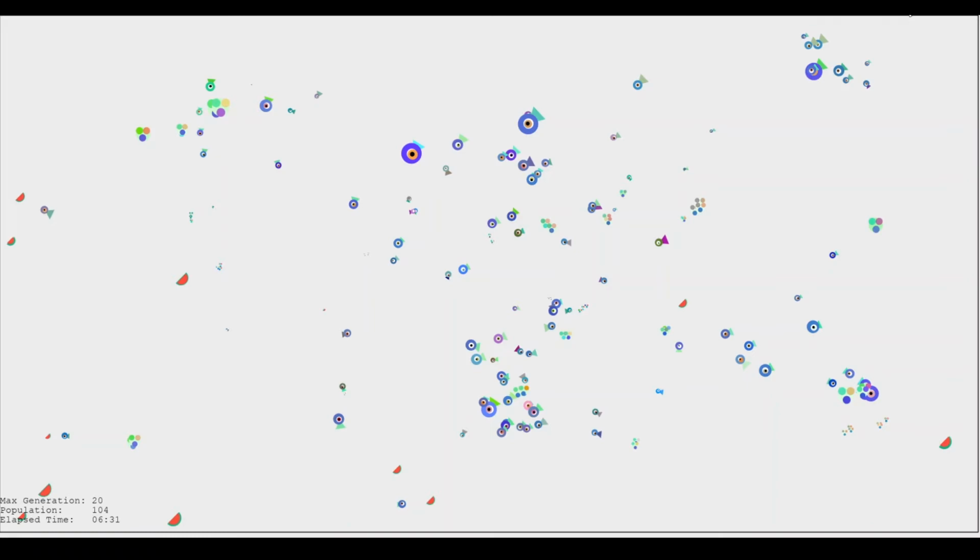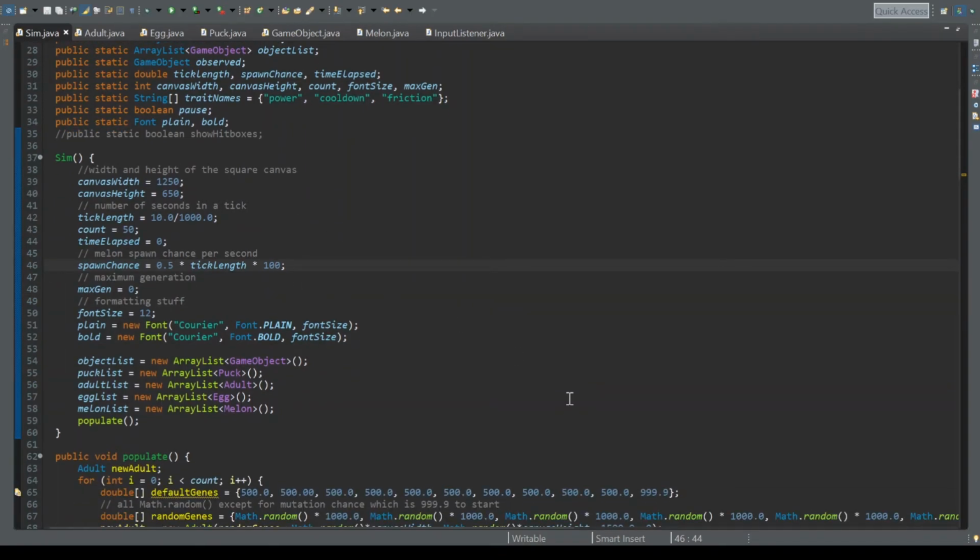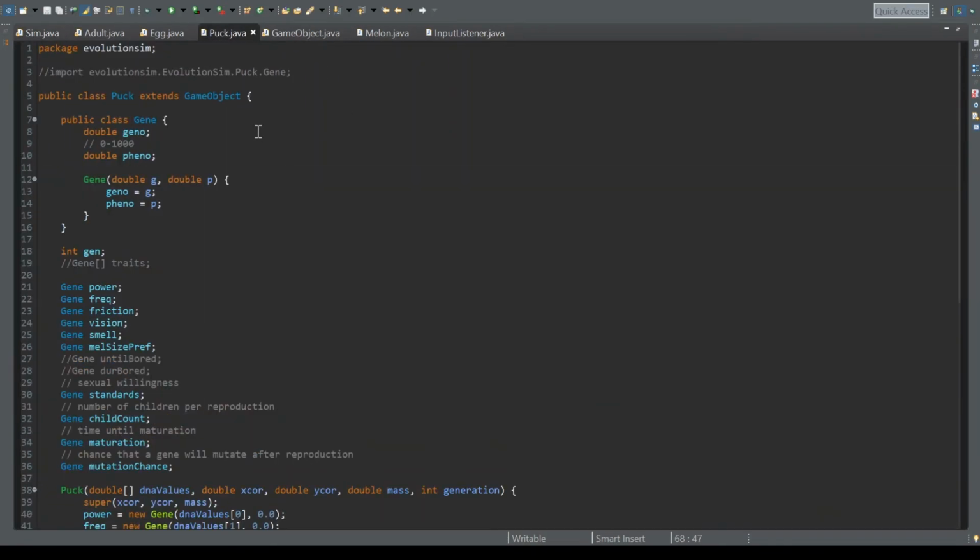And of course, if I were to modify values, especially if we look over here, especially the spawn chance of watermelon. So if we were to have way more watermelon or way less, then that will mean certain things are more successful. And then, of course, there are other things I could tweak.